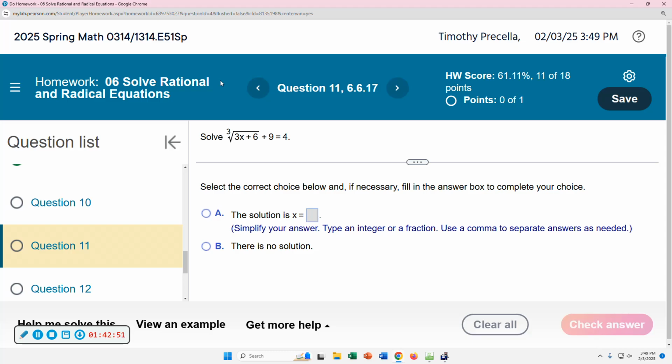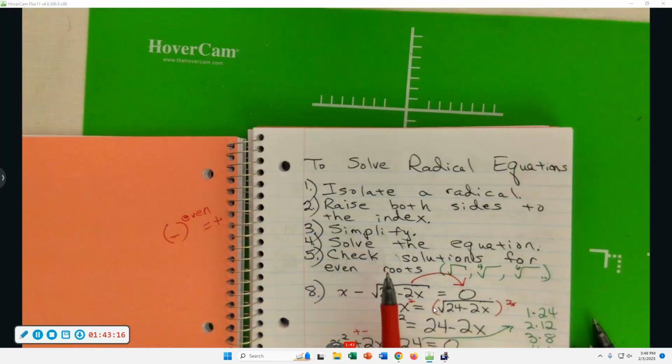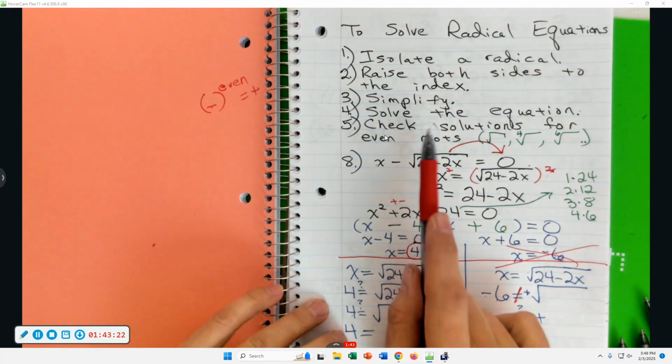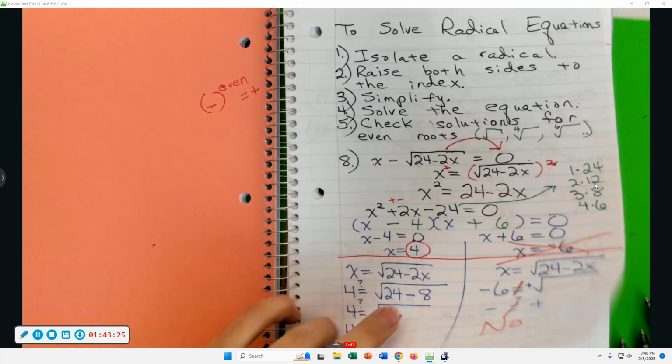How does number 11 differ from the ones we've been doing? There's a big fundamental difference. What is it? Are we going to square both sides? We're going to have to cube both sides. Are we going to have to check our answers at the end of the problem? No, we're not. You only have to check your answers for even roots: square roots, fourth roots. No cube roots. Cube is the number 3. That's odd.